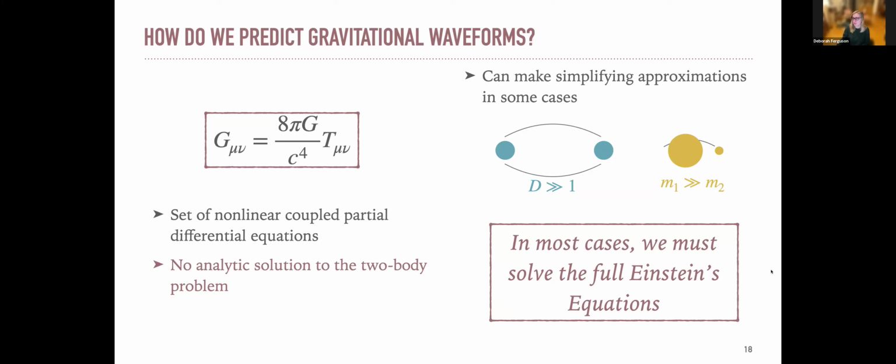In some cases, you can make simplifying approximations. If your black holes are really far apart, you can use post-Newtonian theories to pretty accurately approximate your gravitational waves. If one of your black holes is a lot bigger than the other one, and you just have a small mass orbiting a big mass, you can do other approximations that make things similar. But in most of the cases that we're interested in right now, we need to solve the full Einstein's equations. If your black holes are of comparable mass and you want to actually see them merge, you have to solve Einstein's equations in full. And that's where numerical relativity comes in.